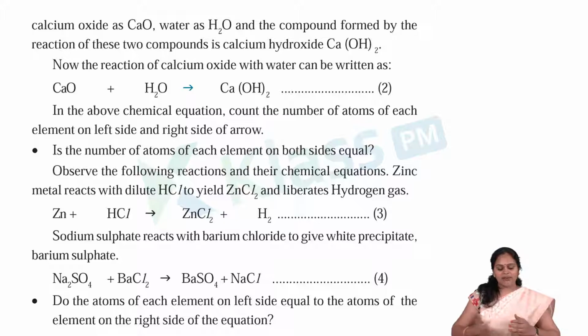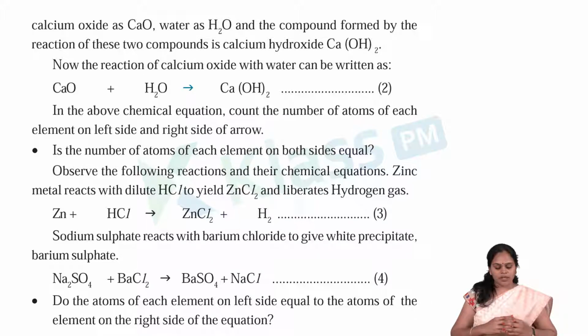Now the reaction of calcium oxide with water can be written as: instead of calcium oxide we write CaO, and instead of water we write H2O. It means 2 atoms of hydrogen and 1 atom of oxygen give, the arrow indicating the direction of the reaction, and in the products, Ca(OH)2. Here (OH)2 represents 2 atoms of OH. If you observe this equation, is the number of atoms of each element on both sides equal? No, it's not equal. We should balance the equation.